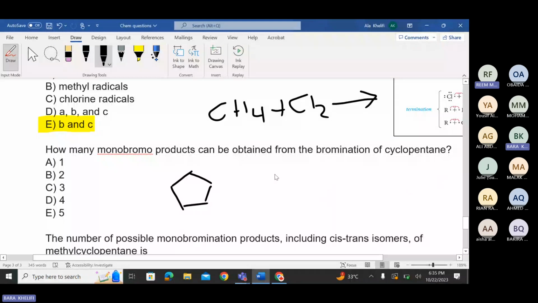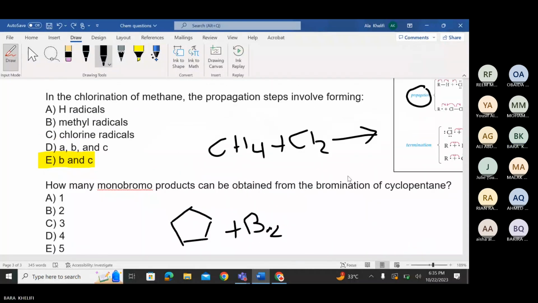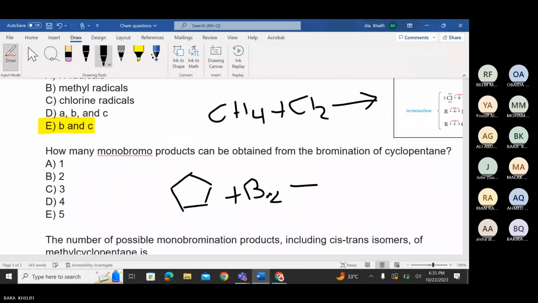Yeah. All right. So here, how many monobromo products can be obtained from the bromination of cyclopentane? So we have cyclopentane plus Br2 in the presence of heat and light. How many products would we have? Since we just said monobromo, that means only one bromine attached to the cyclopentane. How much do you think we would have? If I put one here.